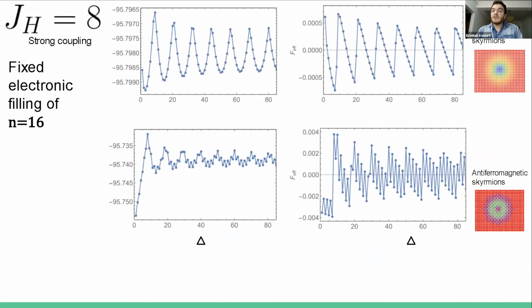For the strong coupling limit, here we compare the two types of skyrmions. The results were quite similar, but the difference here was that the antiferromagnetic skyrmions have energy with greater amplitude of oscillations, and we could say that they are much more stable than the ferromagnetic ones.